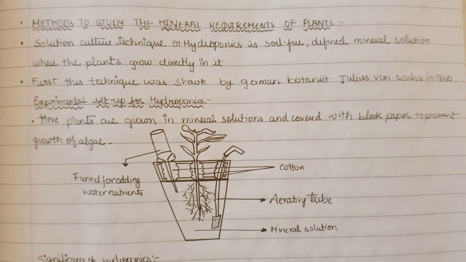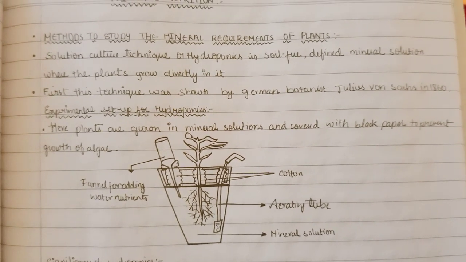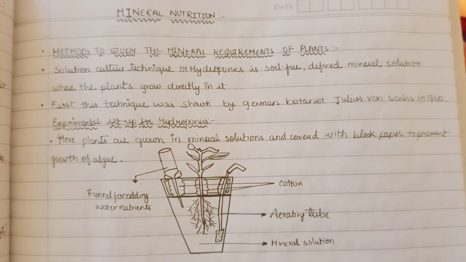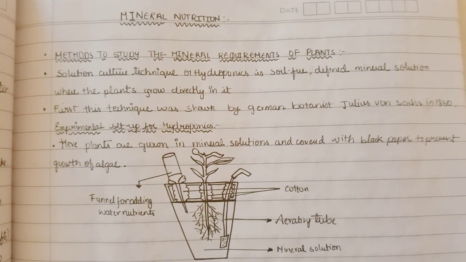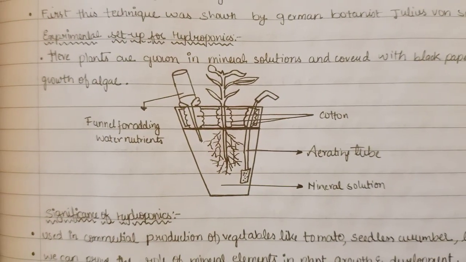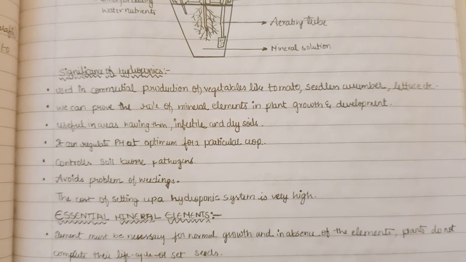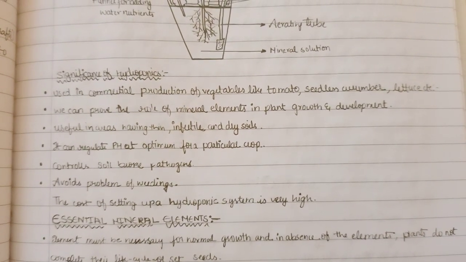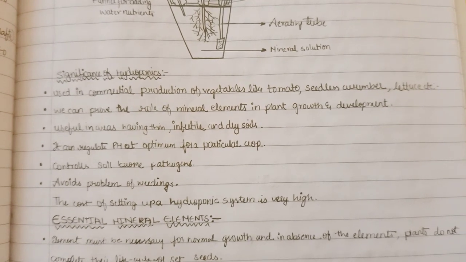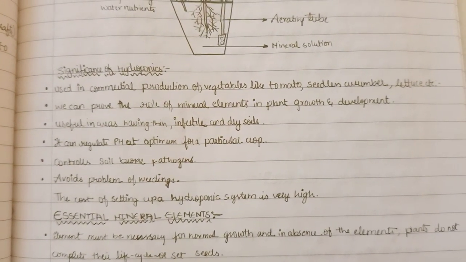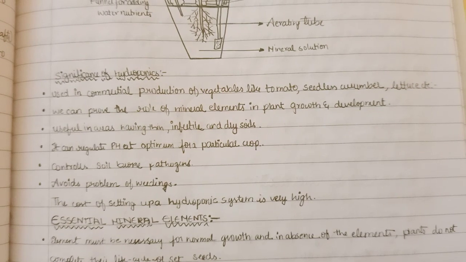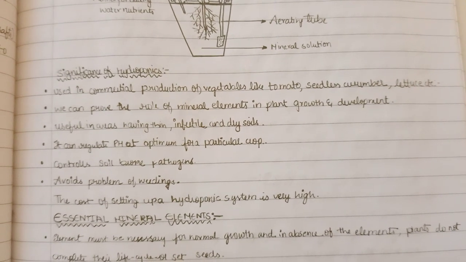Experiment set up for hydroponics. Here the plants are grown in mineral solution and covered with black paper to prevent the growth of algae. Here you can see the experimental setup. Then the significance of hydroponics: it is used in commercial production of vegetables like tomato, seedless cucumber, lettuce, etc. We can prove the role of mineral elements in plant growth and development by this hydroponics.